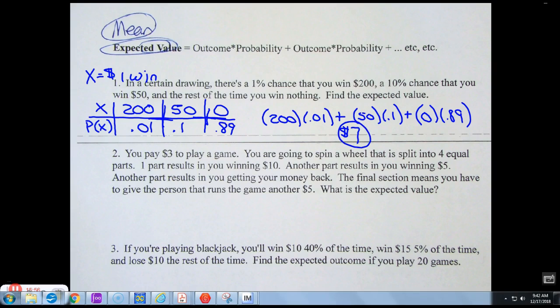So you can do it either way. This takes a little longer because you've got to throw it in your calculator, but it's not going to screw up the math. This is a little faster, but you've got to make sure you do the math right. And then I want to talk about expected value for a second.